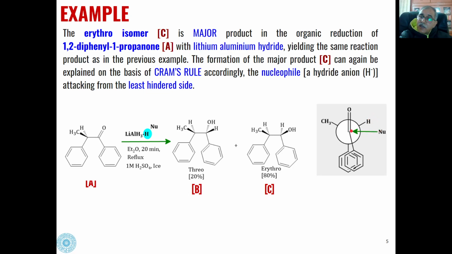So the hydride will get attached to this carbon on this side of the molecule, and that is why you can see that the conformation of the product formed is this one, where both the hydrogens are present on the same side. So we will get erythro as the major product, and this minor product in 20% amount is formed when the nucleophile attacks from the side of the medium substituent present at the alpha carbon.